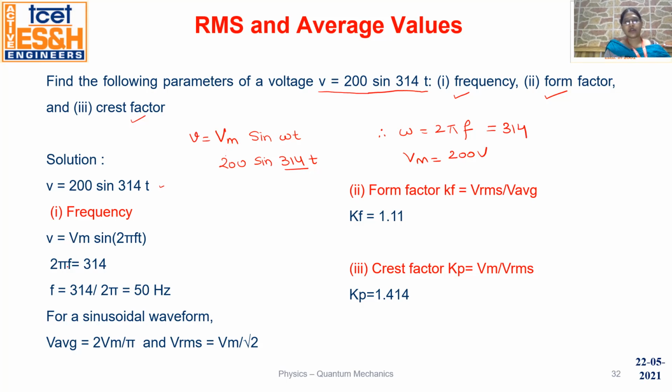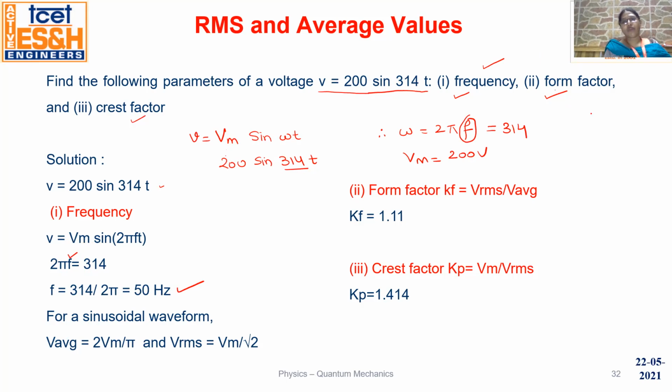This is 2 pi f is equal to 314. Now from here we can find frequency. यहाँ से हम frequency निकाल सकते हैं. See, 314 divided by 2 pi is equal to 50 hertz. Now from here frequency we find out. Now form factor.